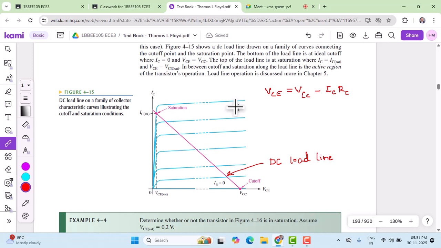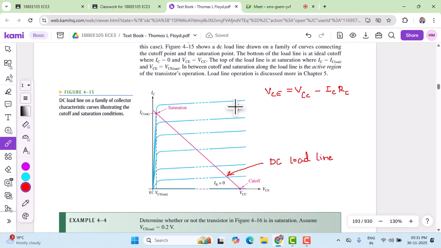Okay, let's solve the problem. So this is the given circuit. Base power supply is given as 5 volts. RB, the base resistor, is 22 kilo ohm. Collector resistor is 1 kilo ohm. Beta DC of the transistor is 100. And VCC, which we have to estimate.